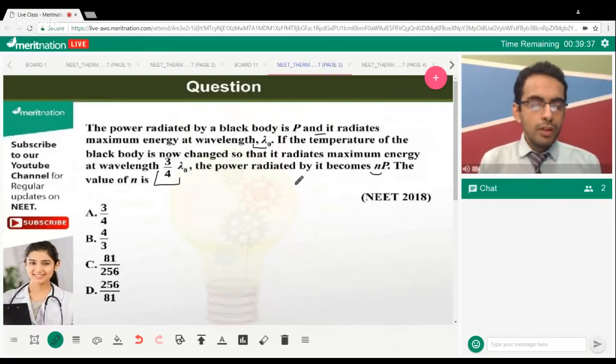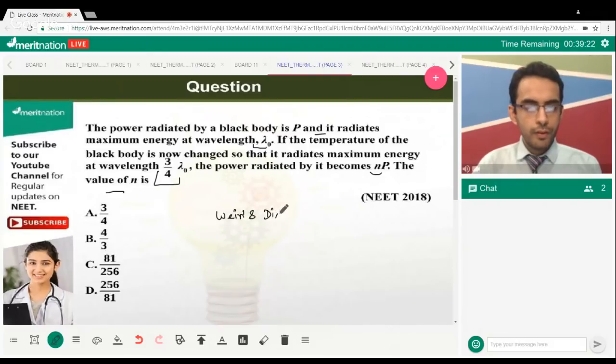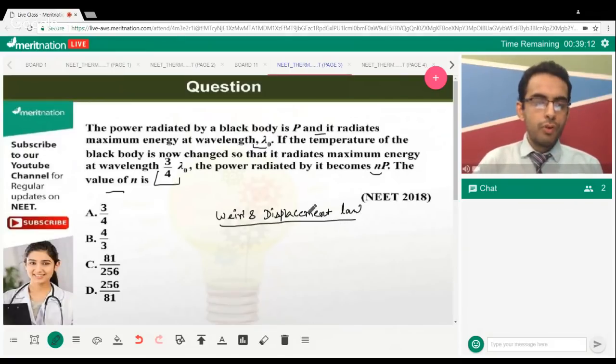So the question says that we have to find the value of N. So students will apply two concepts here. One is Wien's displacement law, and the second one is Stefan-Boltzmann law. So using these two laws, we'll find the answer. Okay, so let us see. The question says the power radiated by a black body is P, and it radiates its maximum energy at wavelength lambda naught.